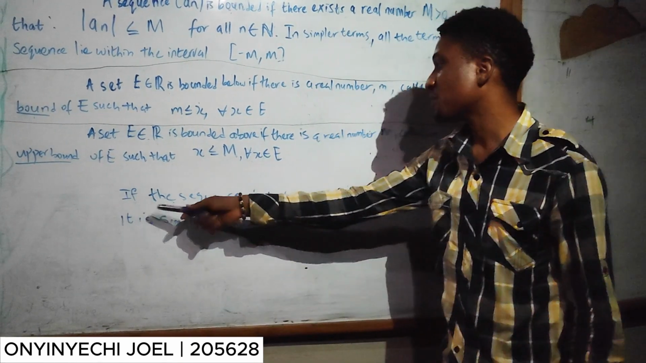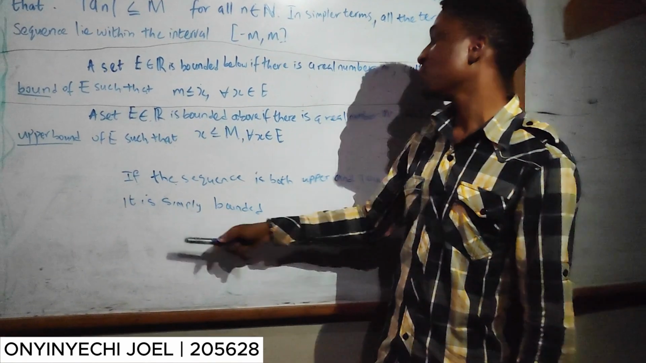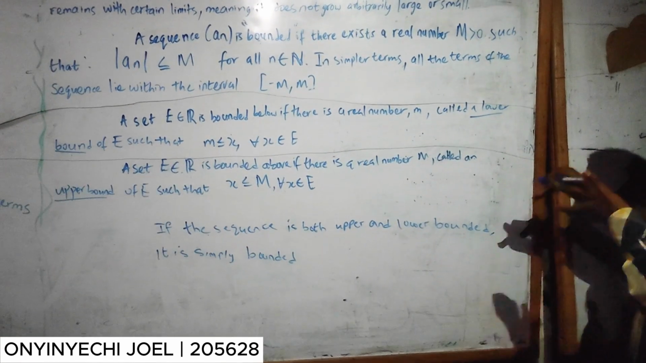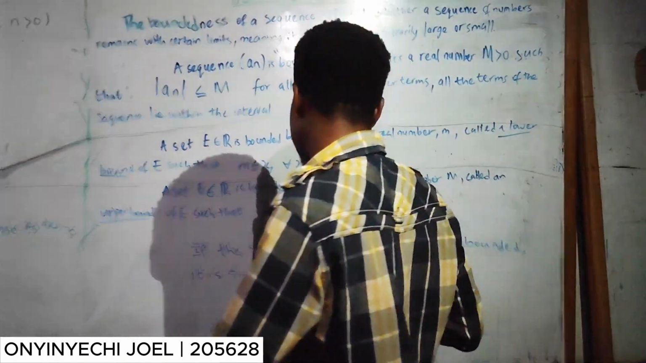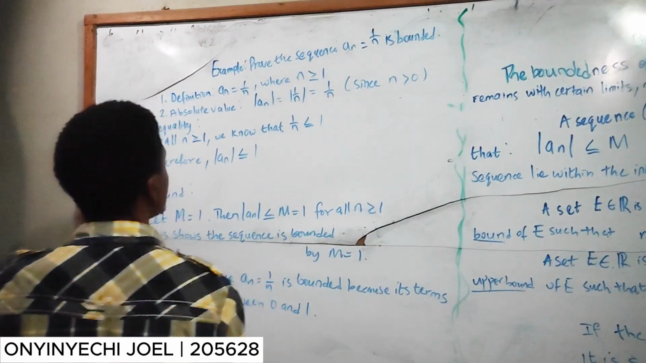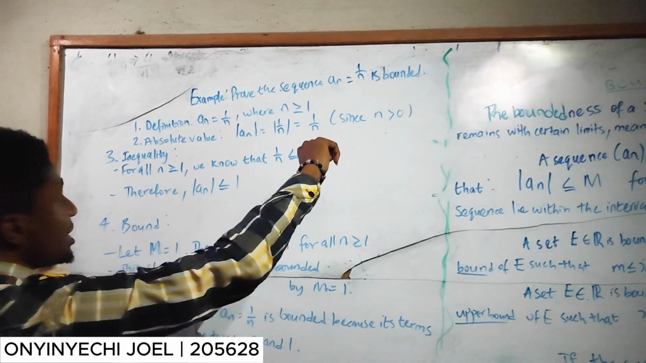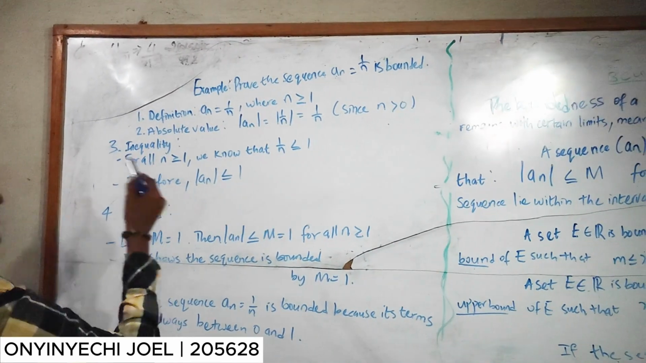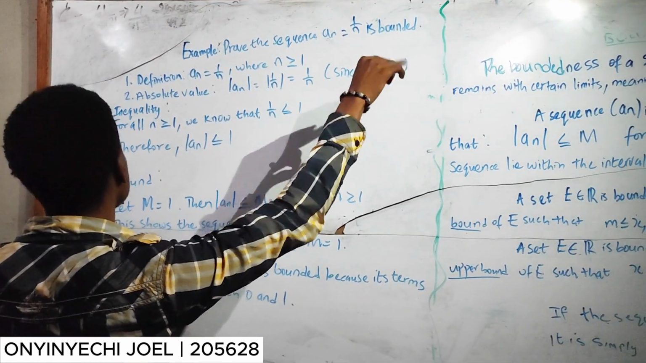So for both bounds, if the sequence is both upper and lower bounded, it is simply bounded. That is, if the sequence lies between the upper and the lower bound, it is bounded from above and below. So for example, here we say prove the sequence a_n equals 1 over n is bounded. So we start from the definition. That is, a_n equals 1 over n, where n is greater than or equal to 1.